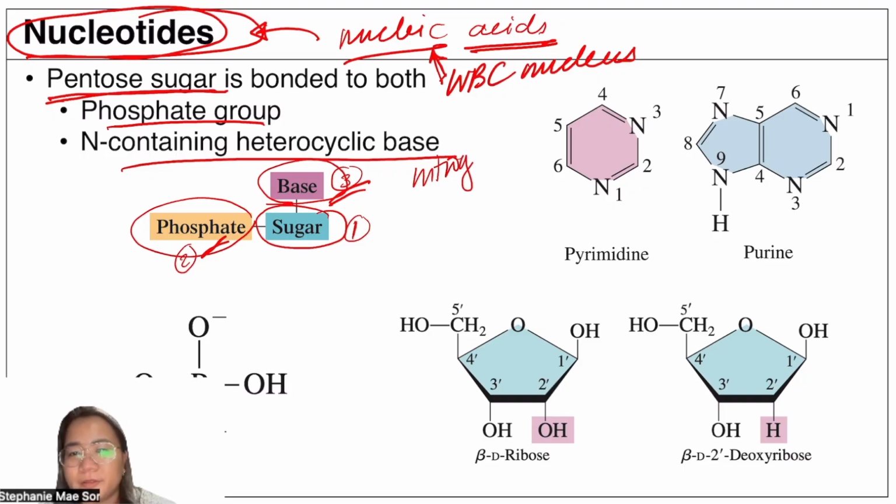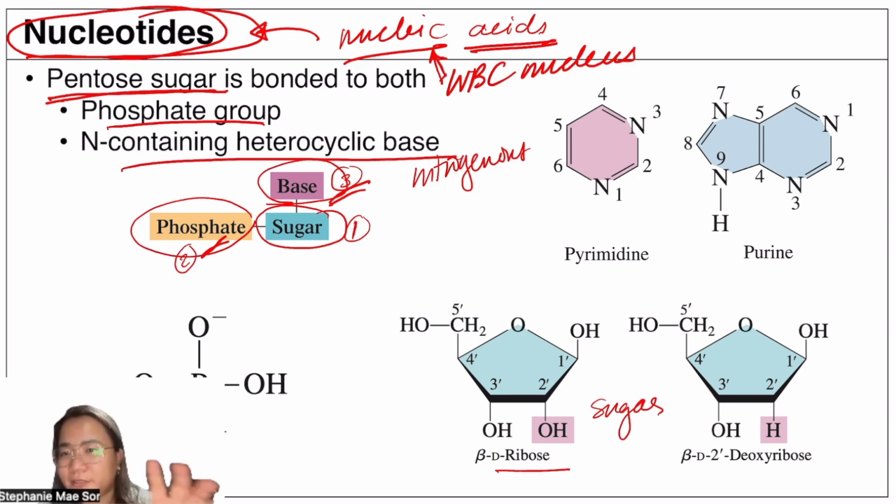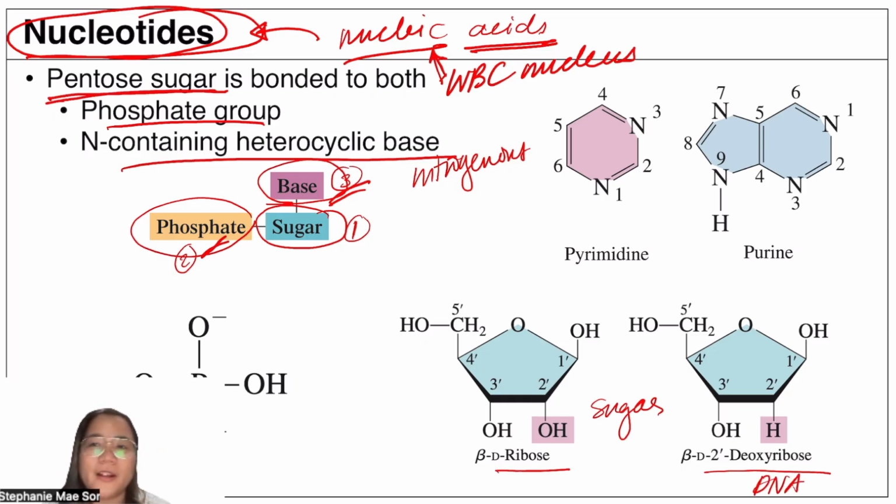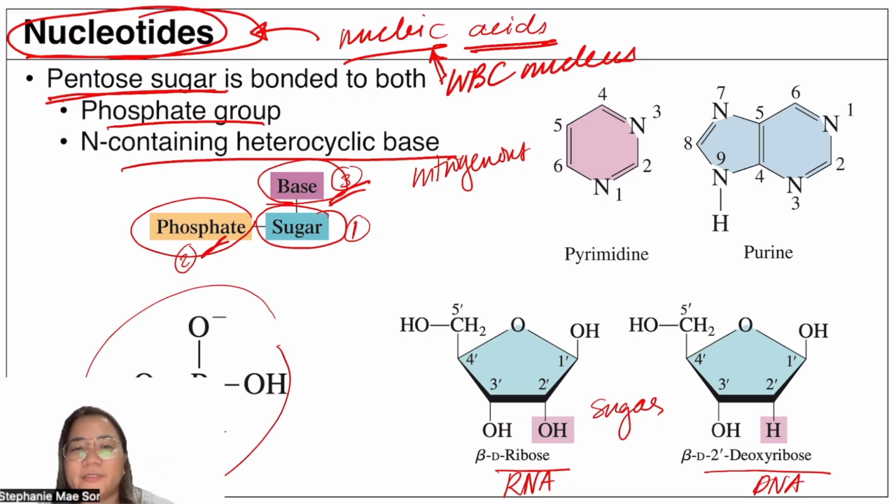So, yung sugar na yun, there are two types na pwede siya. Pwedeng ribose, pwede rin siyang deoxyribose. At ito yung nagde-determine kung siya ay magiging DNA or RNA. Pag DNA, the sugars are deoxyribose. Kapag RNA, the sugars are ribose. Okay? Next, meron siyang contained phosphate. And then it also contains a nitrogen-containing heterocyclic group or tinatawag natin nitrogenous bases. So there are two types of nitrogenous bases. You have your pyrimidines, you have your purines.